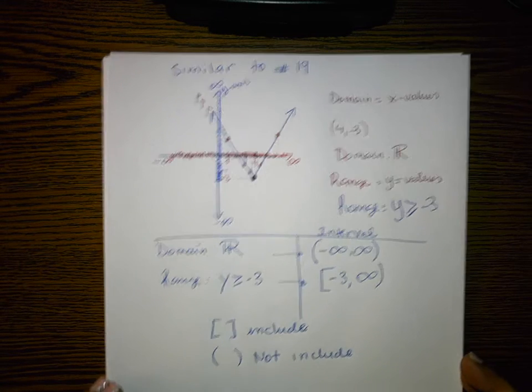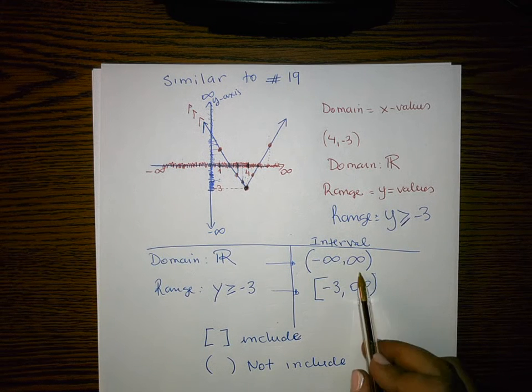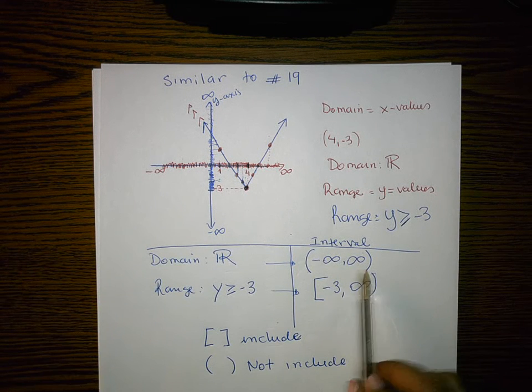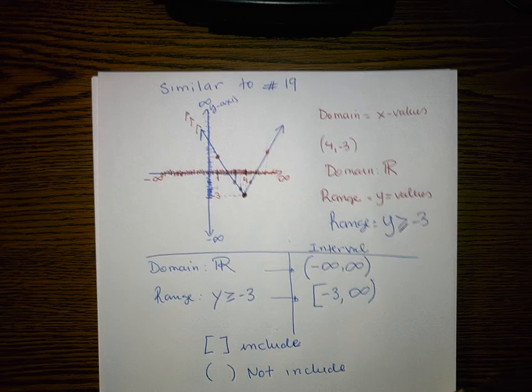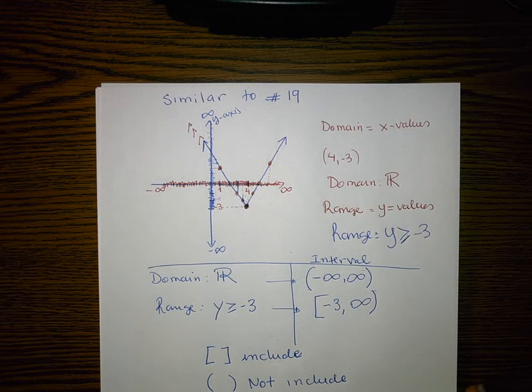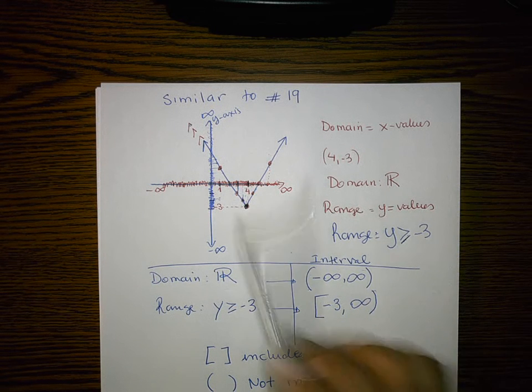You just have to remember that for infinity, something that goes on forever, we never use brackets. Never, never, never. Okay? So I'm hoping you can look at this example for number 19 and you'll be able to do your homework for this example number 19.